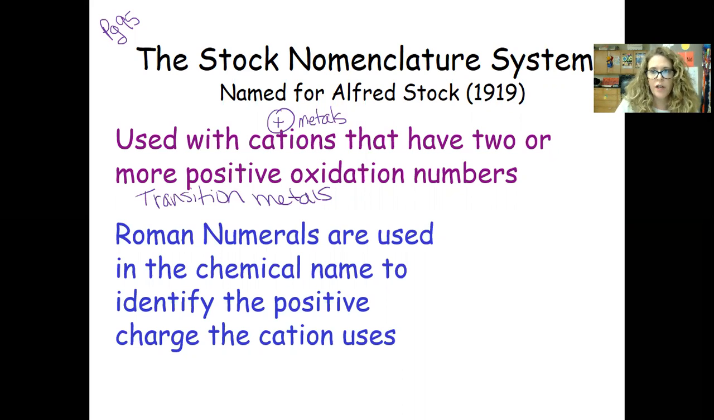So in order to differentiate, and so we know how to write a correct formula, we have to know the charge to write the correct subscript. We balance that charge out to equal 0, because all compounds are electrically neutral. So we're going to use Roman numerals in the chemical name to identify the positive charge of the cation. The Roman numeral goes with the metal.